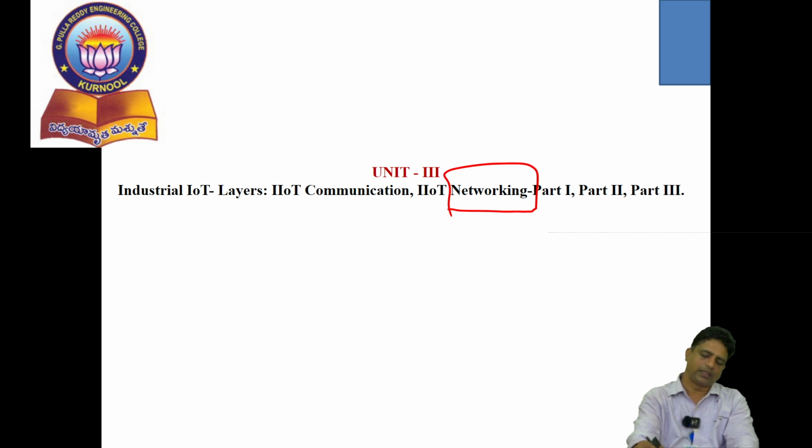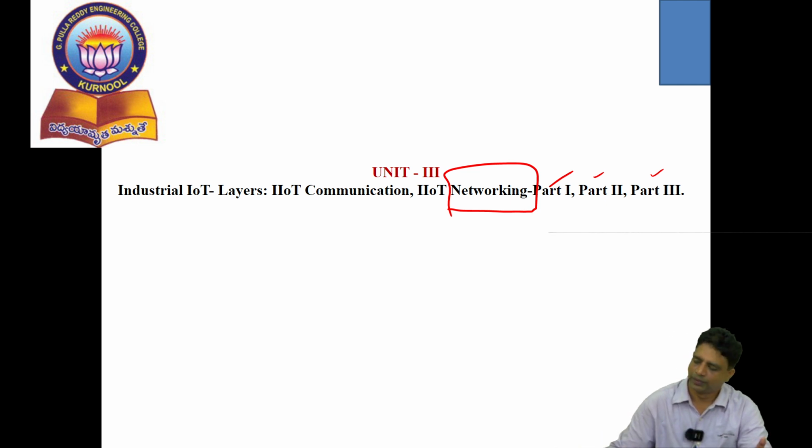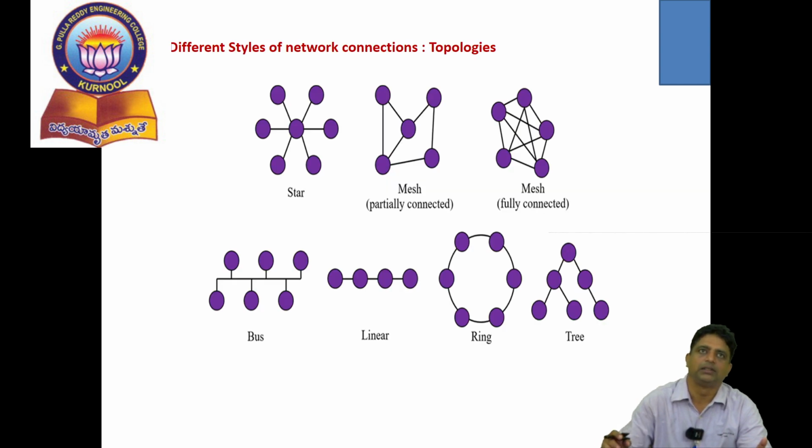Now in Part 1, we can focus on different types of topologies of connection and different types of protocols used at the prior end, meaning communication between devices and the gateway. In Part 3, it will be communication between the gateway and the cloud. So looking over the first part, these are the different styles.